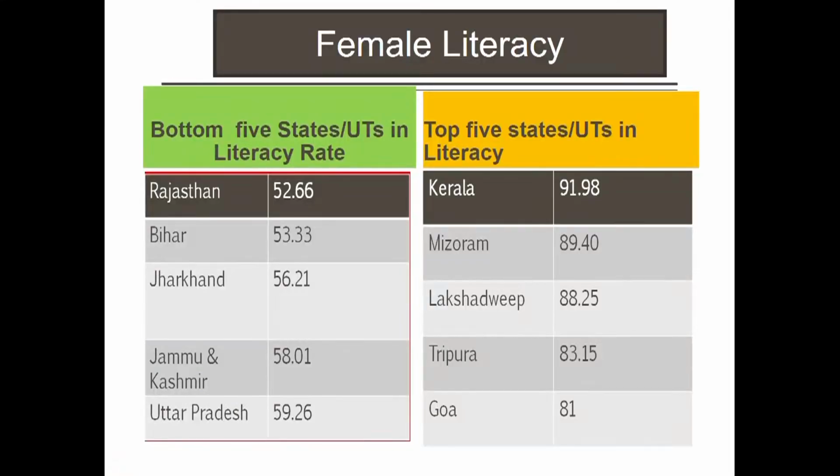You also see the female literacy. Kerala has 91.98%, the highest female literacy rate in the country, while Rajasthan has 52.66%. Also in the bottom five states, Uttar Pradesh comes, which is 59.26%. So from here you can imagine how female literacy is also an indicator of development, because when the female is literate, it says that the whole family is literate, and the developmental indicator is also high when the female is literate in a home, state or any community.